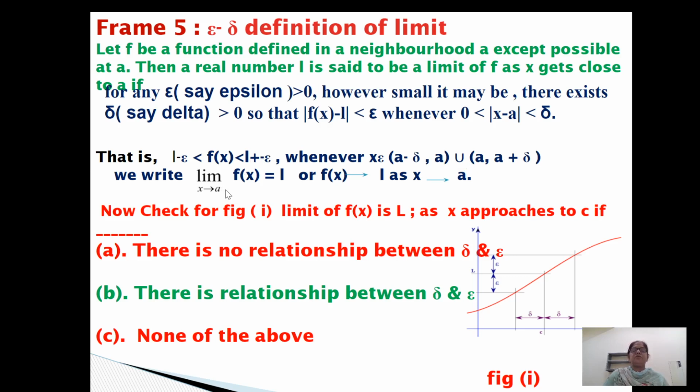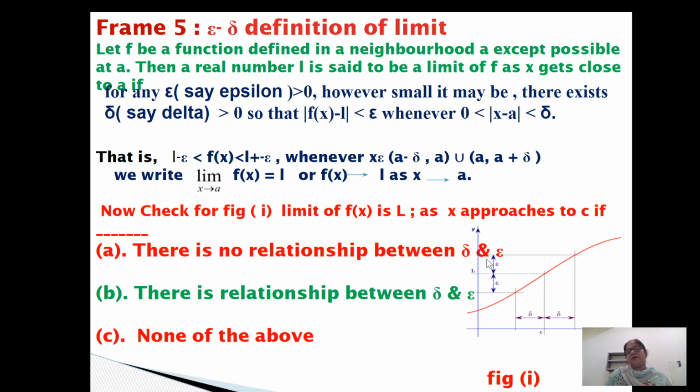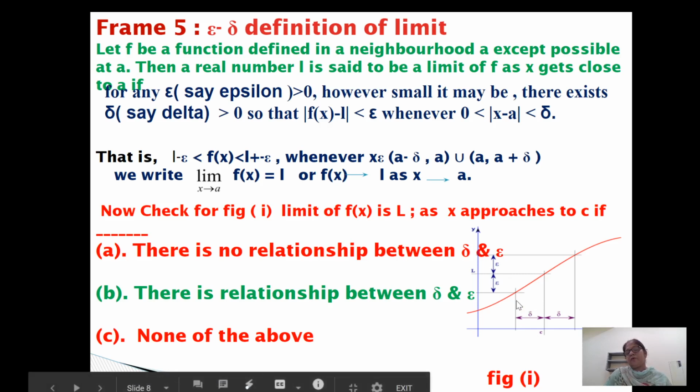We write limit as x tends to A of f of x is equal to L, or it can be written as whenever x tends to A, f of x tends to L. Now let us check it with the help of the figure. X tends to A. This difference is denoted by the symbol delta, and this difference is f of x minus L. Corresponding to that point, you will have the value of f of x here. Now that difference is epsilon and that difference is delta.